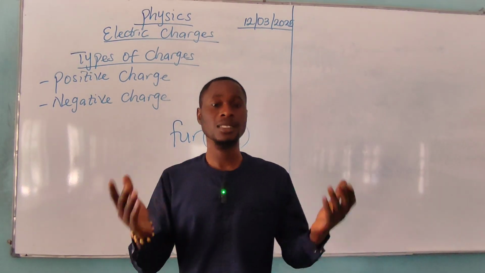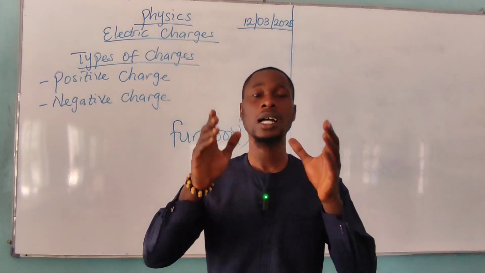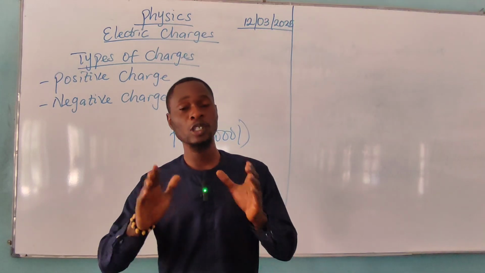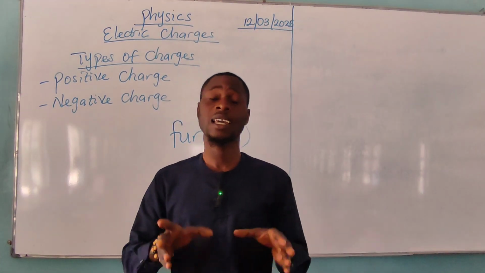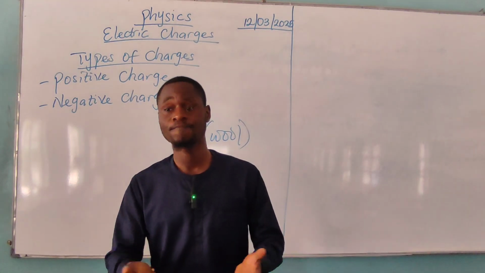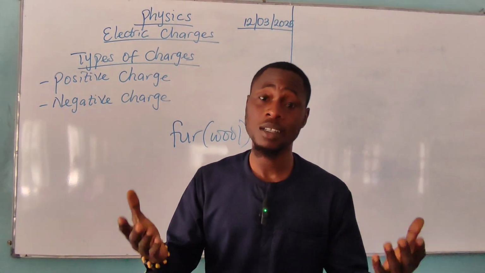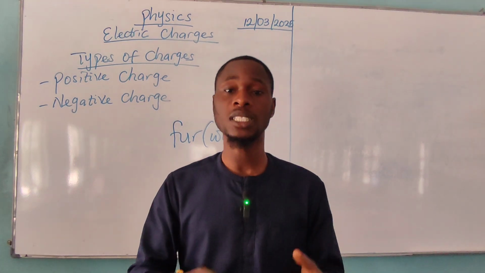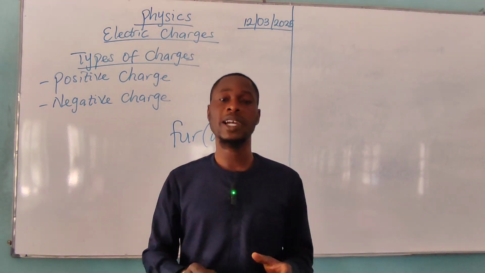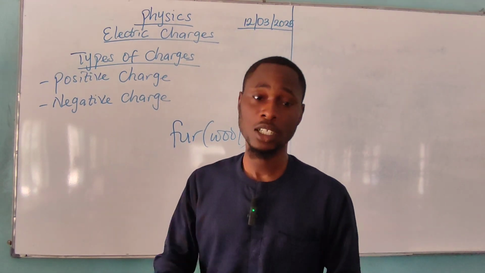You check them. Now, similarly, insulators are those materials that do not allow electrons to pass through them easily. Examples include plastic, rubber, wood, glass. All these are examples of insulators. All right, so we're going to pause here for now. Check the next video for the continuation.